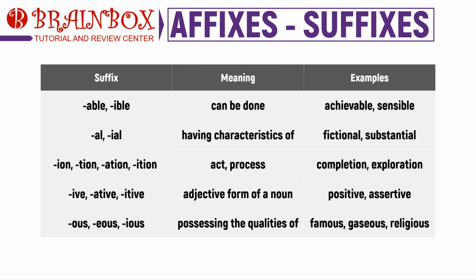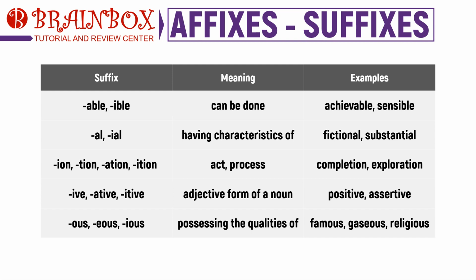Then, we have the suffixes -ive, -ative, and -itive. The suffixes -ive, -ative, and -itive are used to create adjectives that describe characteristics, qualities, or relationships associated with the base words. Each suffix conveys a specific sense of the attribute or quality being described. For example, positive and assertive.